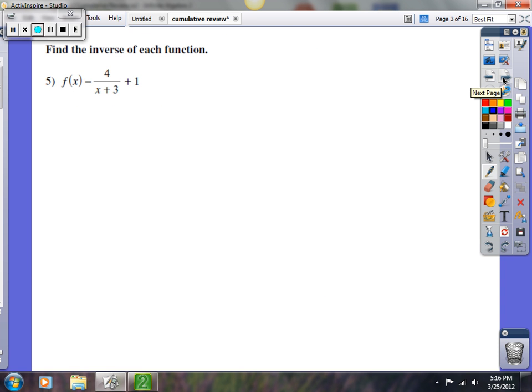Number 5, find the inverse. Okay, the inverse is just totally undoing everything. And there's like 4 steps. Step number 1 is to replace f of x with y. Y equals 4 over x plus 3, plus 1. Then step number 2 is just to change your x and y.